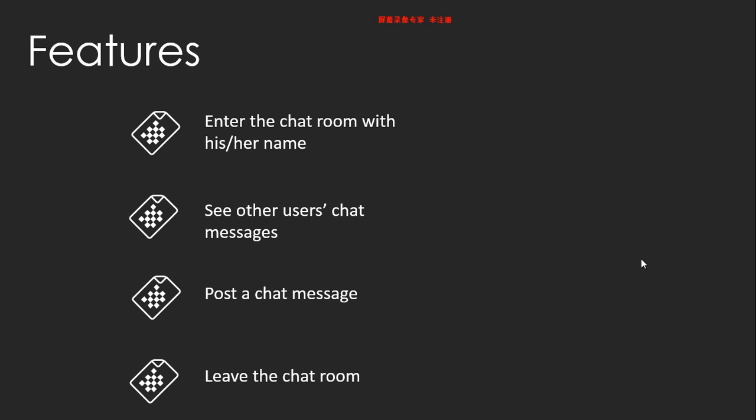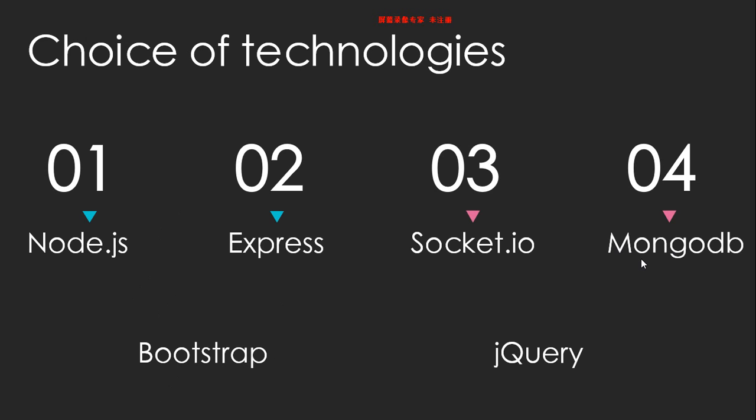It allows users to enter the chat room with their username, and after they log in, they can see other users' chat messages, post chat messages, and leave the chat room. To implement these functions, I chose the following technologies: Node.js, Express, Socket.io, MongoDB, and I also used Bootstrap and jQuery.